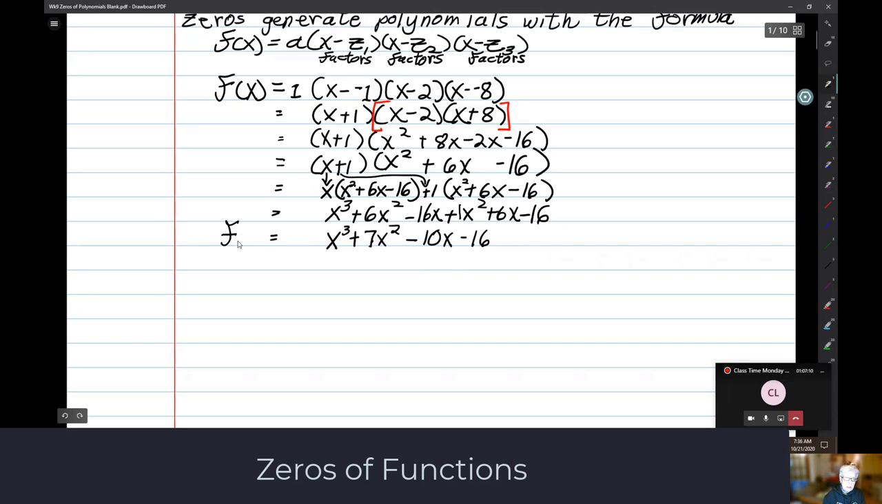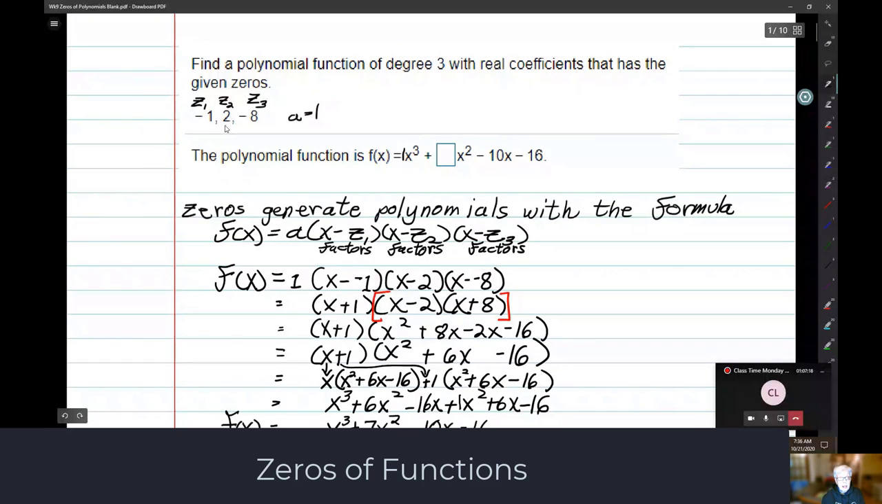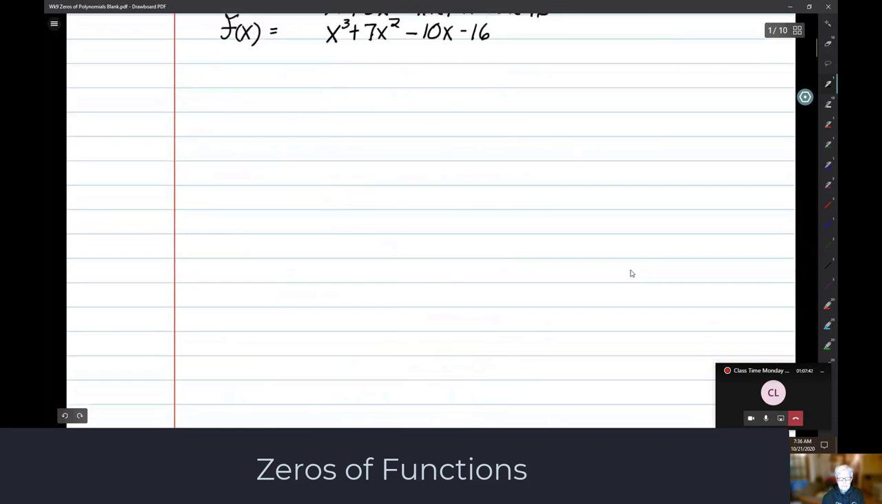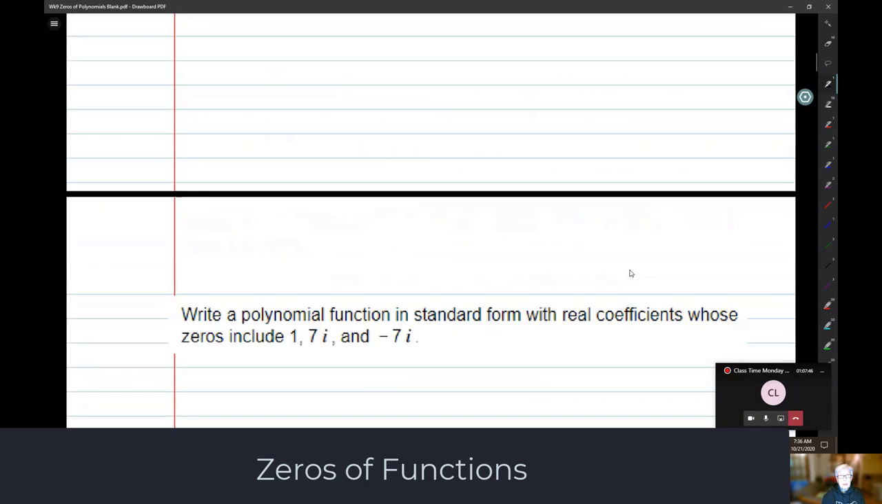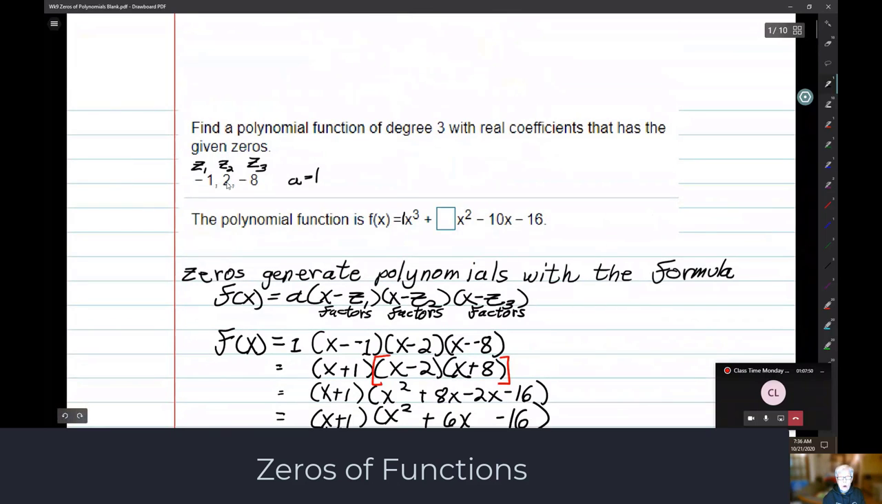So that's the polynomial generated by the three zeros we were given, negative 1, 2, and negative 8, assuming a equals 1. Any questions about this? Okay. Now remember, these are all real rational zeros. They're the kind of numbers we like.